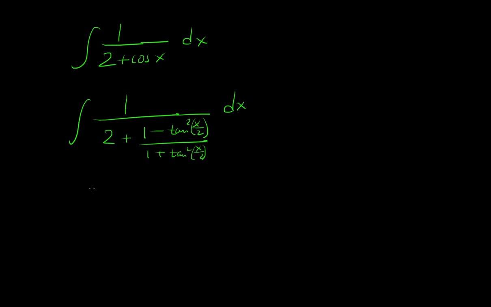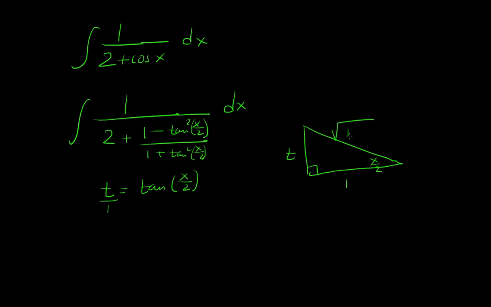Okay, and then we're going to perform a t substitution, and we let t equal tangent of x over 2. So if we're looking at a right triangle, here the angle is x over 2, and tangent is opposite over adjacent, so you can think of t as just t over 1. So t is going to be the opposite side, adjacent is going to be 1, and then Pythagorean theorem says square root of t squared plus 1 is the hypotenuse.